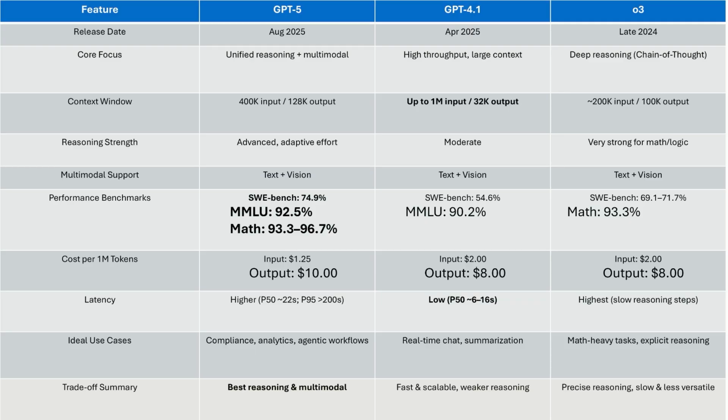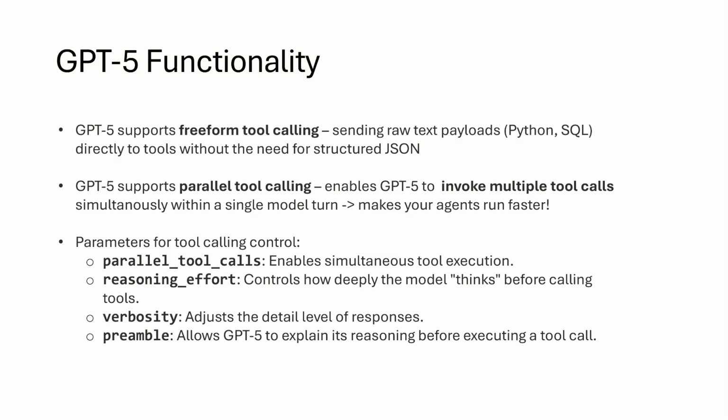Yeah. All right, so let's take a look at the next slide here. Tell us about what makes GPT-5 a little bit different. Exactly. Yeah. So we took a little look at the benchmarks there and some of the improvements, but in terms of functionality, GPT-5 supports some new things that are pretty cool. So the first is free form tool calling. So in the past with tool calling, we would need to specify those tools using structured JSON. With GPT-5, you can basically just send the raw text payloads. So if you have some Python code, if you have a SQL query, you can just send that directly to the tool, and the tool will be able to handle that with GPT-5 without actually needing to structurally define that tool with JSON.